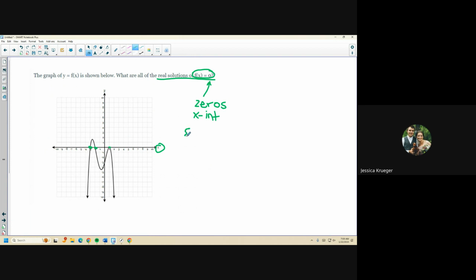We're going to write this as a solution set. So my solutions would be when x is -3, the function is 0. When x is -2, the function is 0. And when x is 1, the function is 0. So those would be my solutions, or my roots, or my x-intercepts.